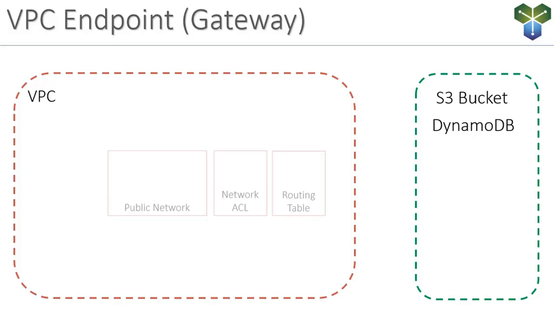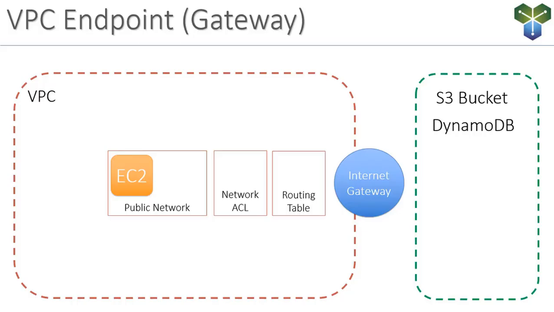So here again is our VPC, and we're going to focus on the public subnet for a moment and an EC2 instance that we've created in that public subnet. And let's say, for example, in this scenario, we want to allow the EC2 instances in the public subnet to access S3 over the internet. So how do we make this happen? We create our internet gateway, we associate it with our VPC, and then we set up our route table with a default route to the internet gateway.